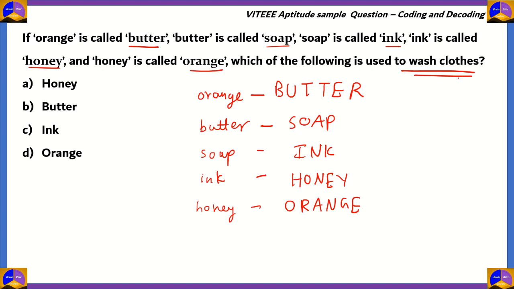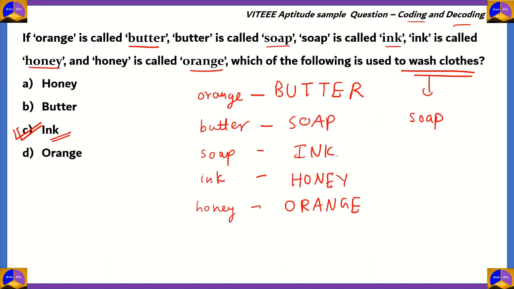In this particular question, we're using coding and decoding. The code is the word that's given to the particular object. So the code for soap is ink, the code for butter is soap, etc. Now, in order to wash clothes, we use soap, lowercase soap. And the object soap is coded as INK. So therefore, option C, ink, is the correct option. I know that sounds weird because when you put ink on your clothes, it becomes dirty, but trust me, for this question on coding and decoding, that is the correct option.